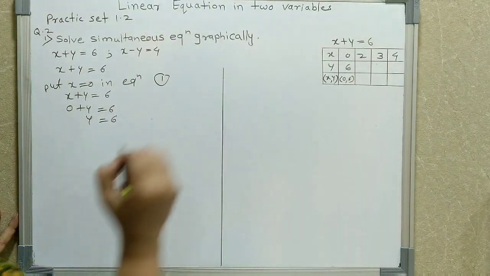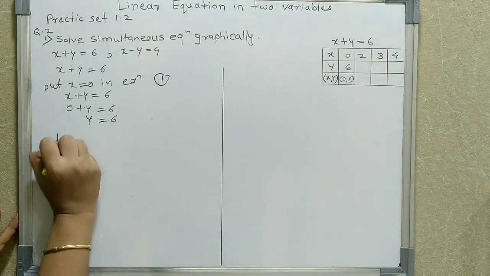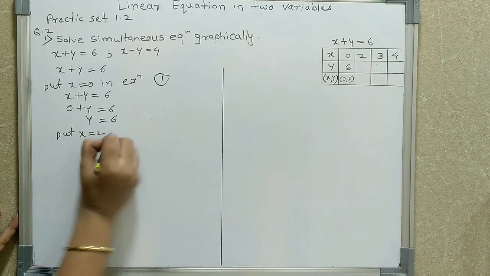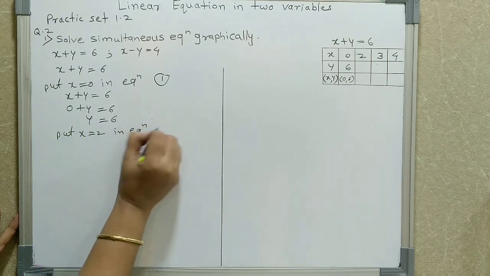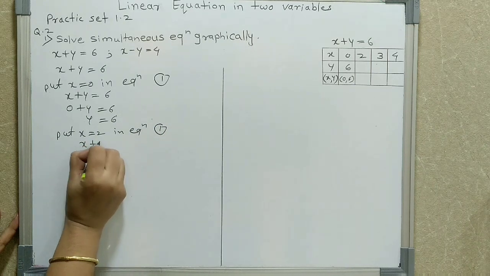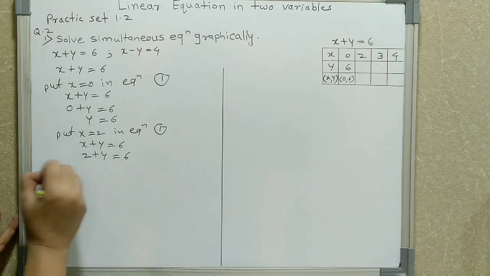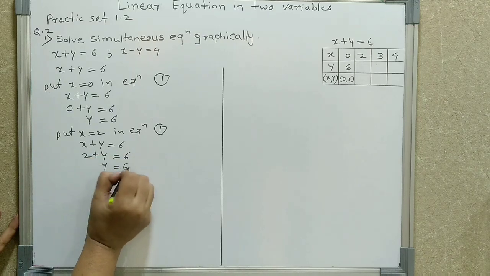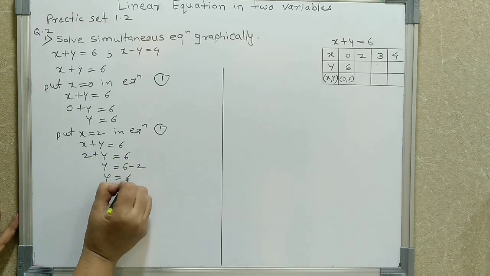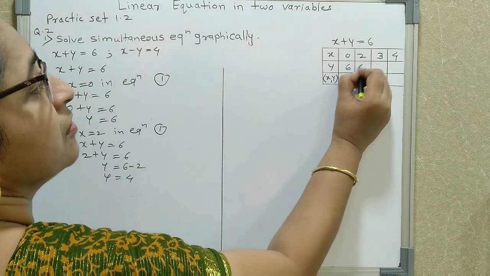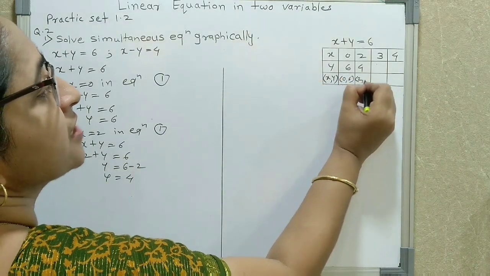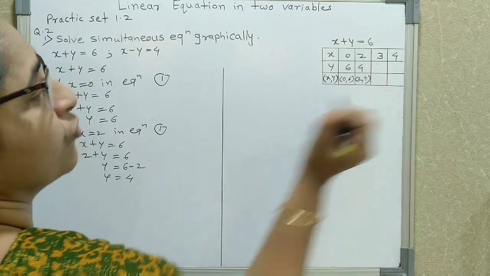Now we take x equal to 2. So put x equal to 2 in the first equation. x plus y equal to 6, so 2 plus y equal to 6. 2 here plus, that side minus, y equal to 6 minus 2. So y equal to 4. We form the next ordered pair (2, 4).